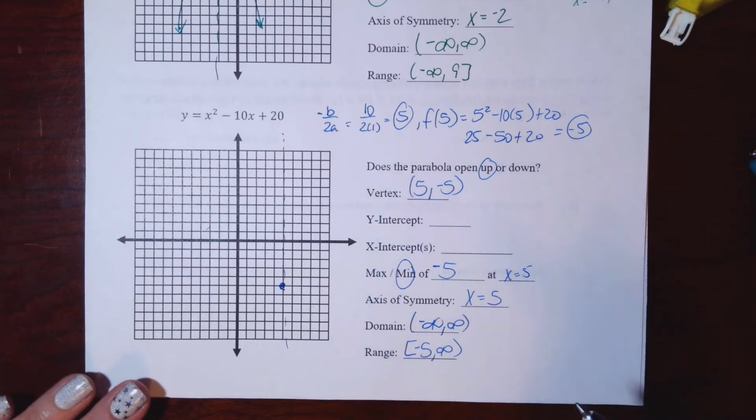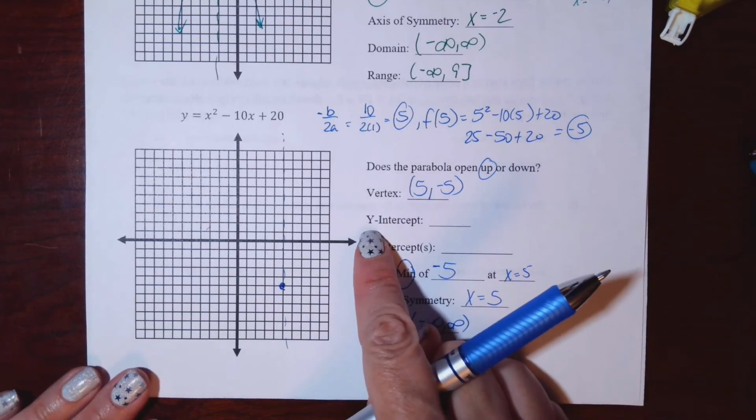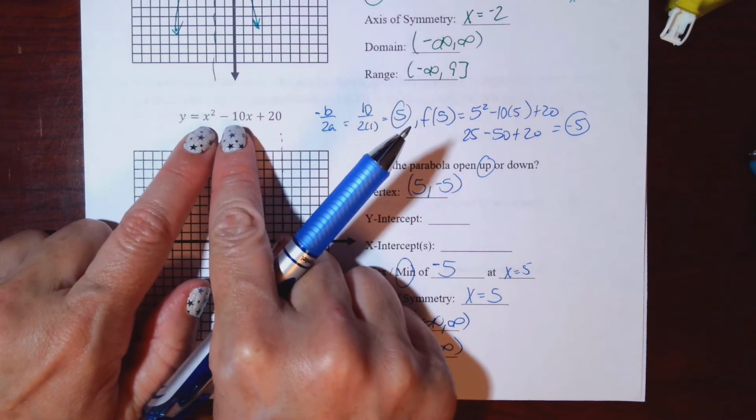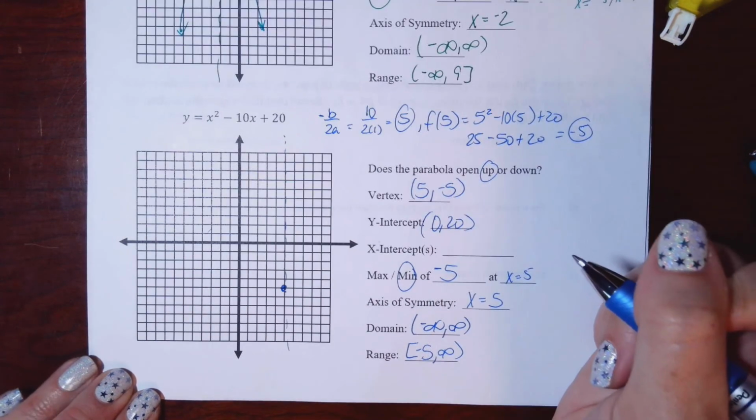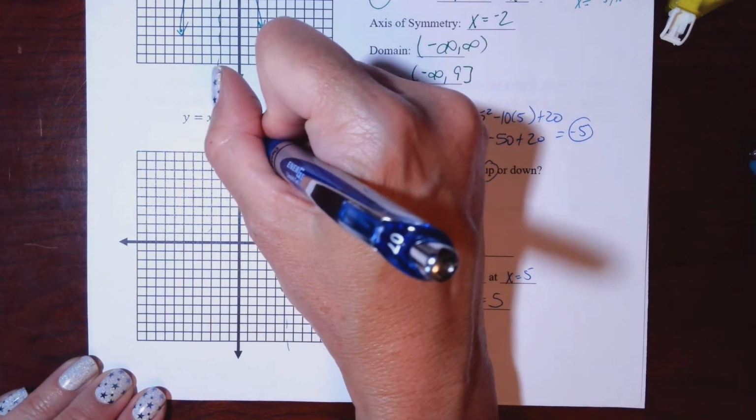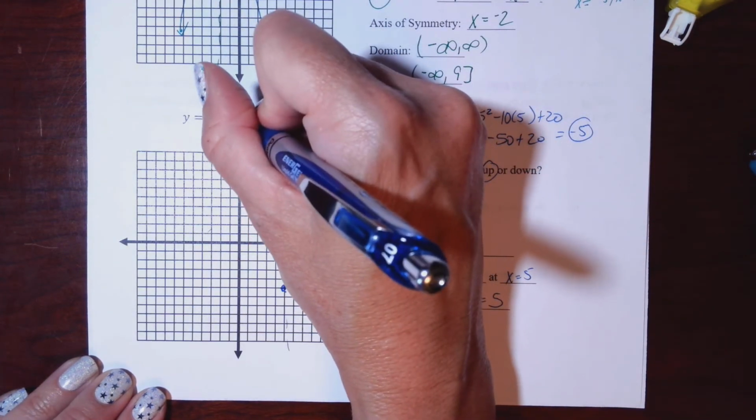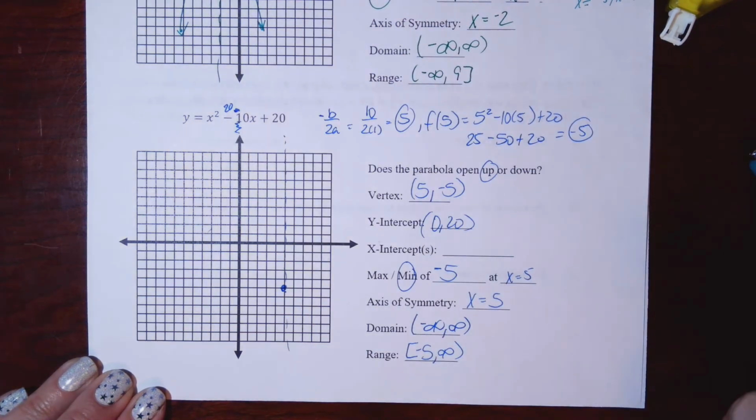X and y-intercepts are all we have left to get. Y-intercept happens where x is 0, so that's (0, 20). So my x-intercept is going to be way up here. I'm going to have like a break. I can't draw it all the way. So at 20, I have a y-intercept.